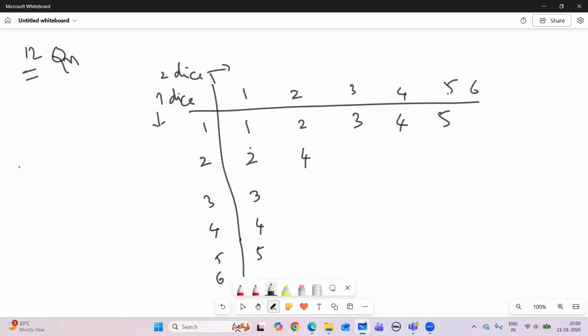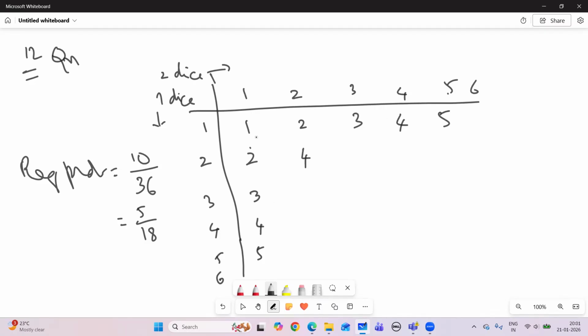So the required probability is the number of favorable events by the total number of events. You have 6 choices here, 6 choices here, 6 into 6, 36 choices. So this simplifies to 5 by 18. The event here is that the product is less than 6.